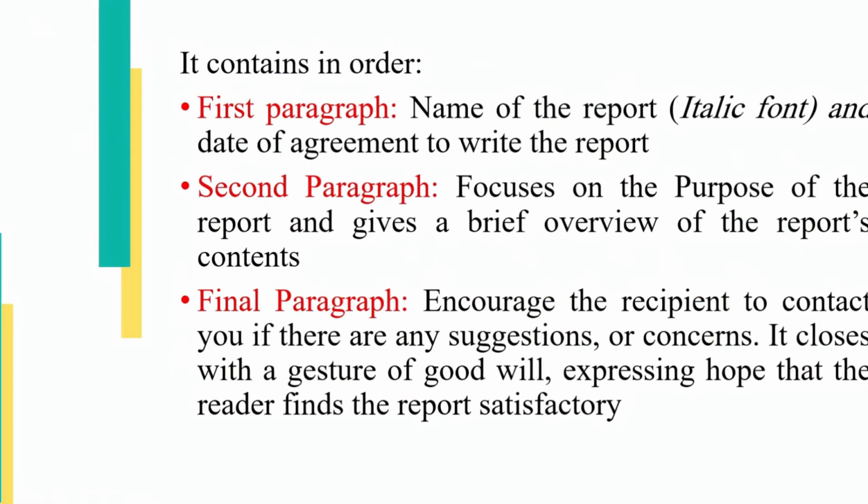The content of the transmittal letter usually contains three main parts. First, the opening paragraph identifies the report and the date the work was agreed upon. The second paragraph explains the purpose of the report and provides a brief overview of its contents. And finally, the last paragraph invites feedback from the reader and expresses hope that the report meets the reader's expectations. In other words, the letter introduces the report and establishes a professional tone.